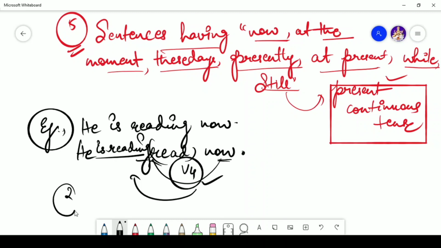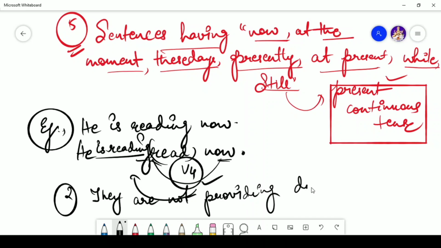Now let's see one more example that says that they are not providing dining these days. Means in the course of the pandemic, you are watching restaurants are not allowing their clients and customers to sit in the restaurant. Instead, you can only order, or you can only take away from that particular restaurant. Okay, so they are not providing dining these days.